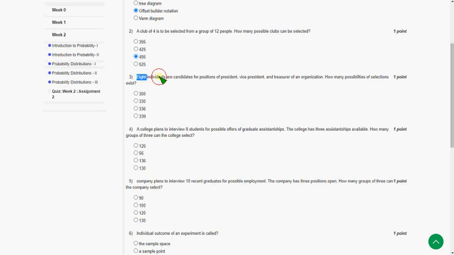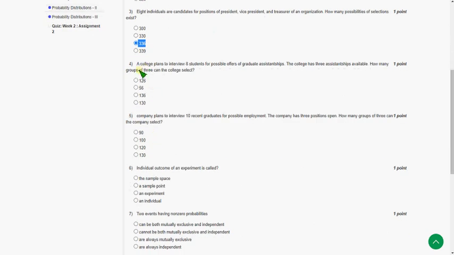Third question: 8 individuals are candidates for the positions of president, vice president, and treasurer. It means there are 3 positions that are to be filled by the 8 individuals. So how many possibilities of selections exist? The answer for the third question is the third option again, that is 336.